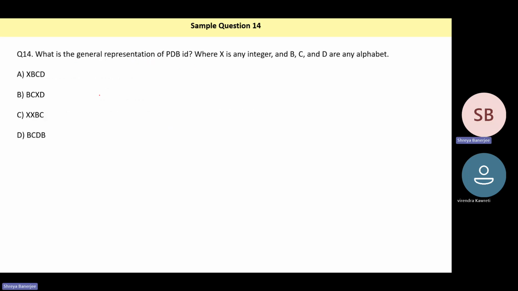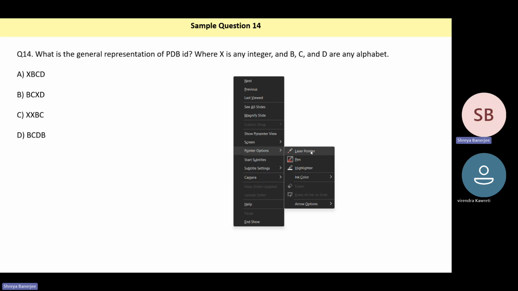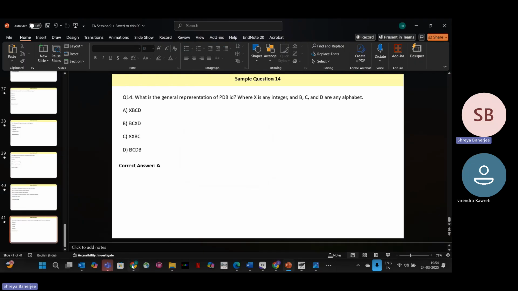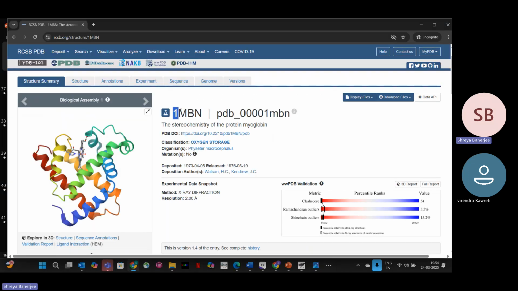And the last question for today is: what is the general representation of a PDB ID where X is an integer and B, C, D are any alphabet from A to Z? Just imagine that it can be any alphabet. So the general representation is where the first character is a number, an integer, which is the X, and the alphabets B, C, D come later. You can see that also. First is an integer, and the next three are alphabets, M, B, N.